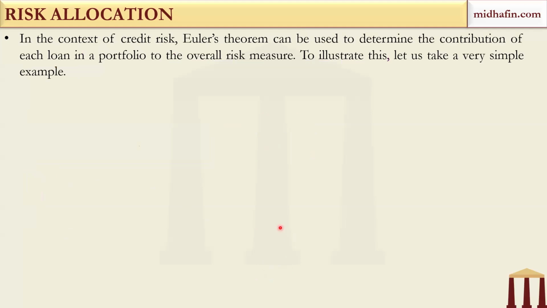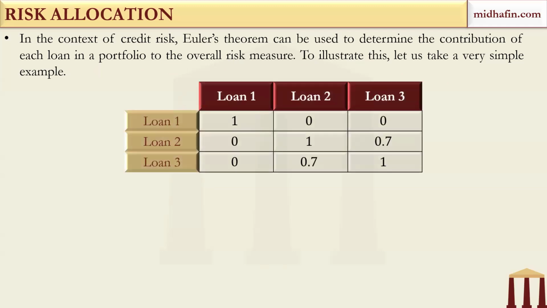I think the real picture comes from here. In the context of credit risk, Euler's theorem can be used to determine the contribution of each loan in a portfolio to the overall risk measure. To illustrate this, let us take a very simple example. So this is the example which has been taken, the same example which is there in the main video and the PDF. So these are basically the correlation values between different loans.